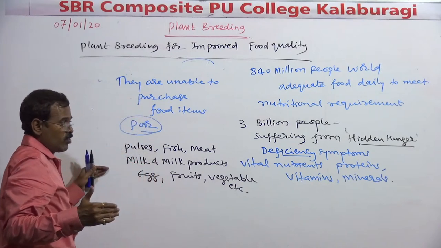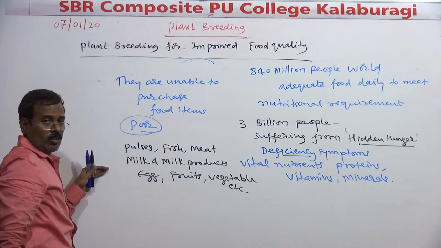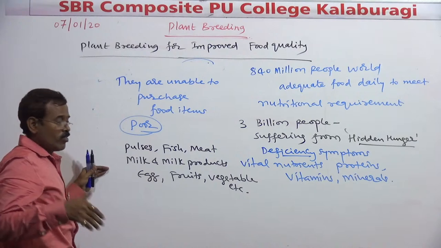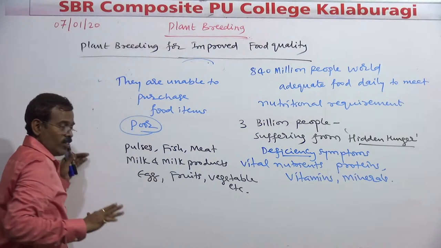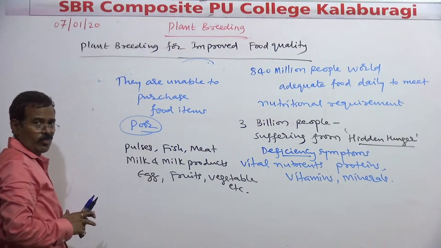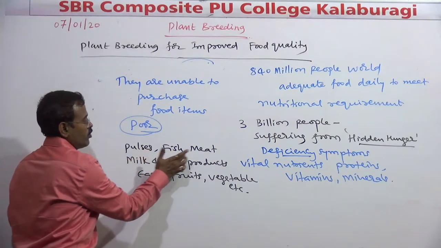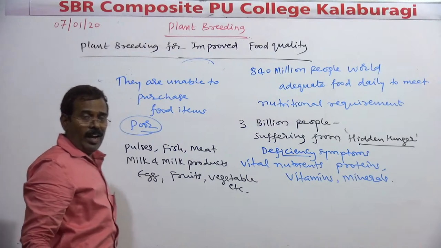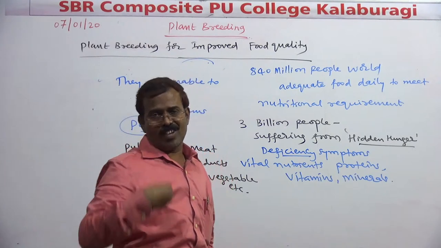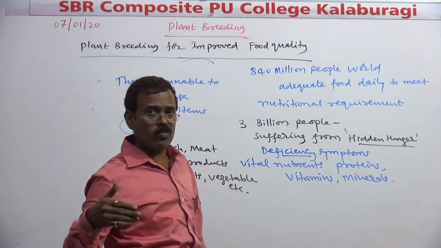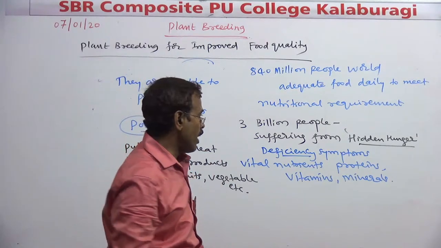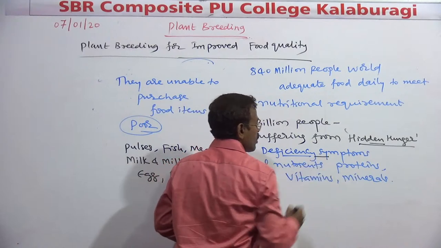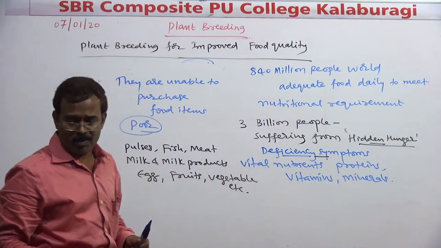Around 3 billion people are suffering from hidden hunger or deficiency symptoms because they are unable to purchase these food commodities rich in different vital nutrients: pulses, fish, meat, milk products, egg, fruits, vegetables, etc. As their diet lacks essential nutrients like protein, vitamins, minerals, and carbohydrates, they suffer from hidden hunger or different kinds of deficiency symptoms.